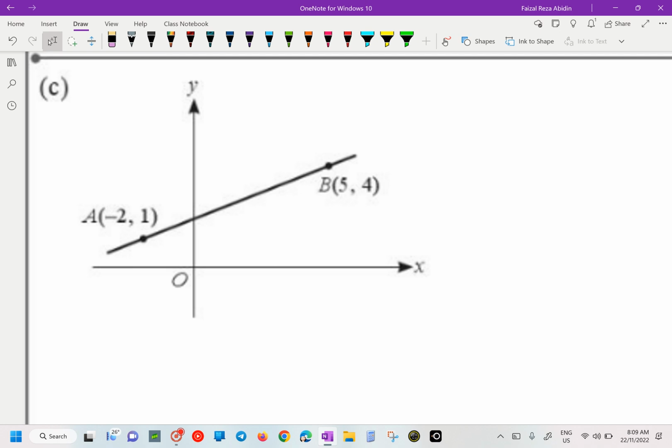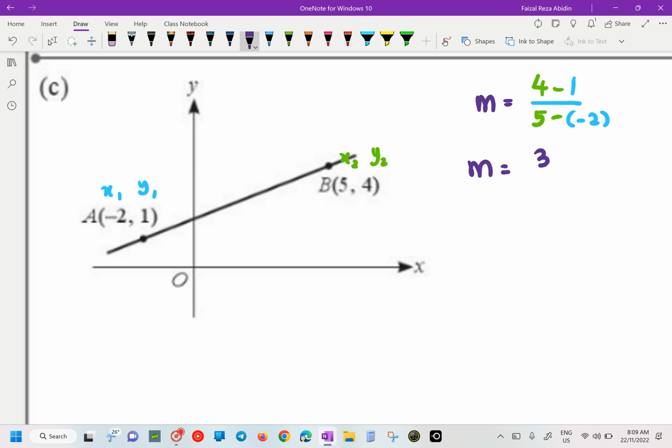What should we find first? Gradient. Good. So we have our x1, y1. This one will be x2, y2. So to find our gradient, girls, y2 which is 4 minus y1 which is 1, over x2 which is 5 minus x1, which is this one, please be careful, negative 2. If you look there, your gradient is going to be positive. So 4 minus 1 is 3, and 5 minus negative 2 is 7. Yes, 3 over 7. That's our gradient.